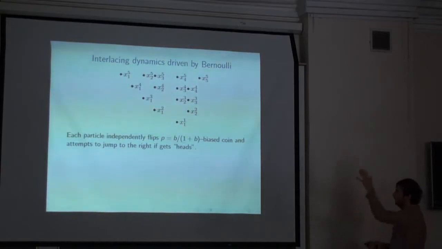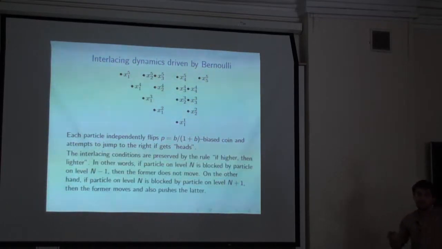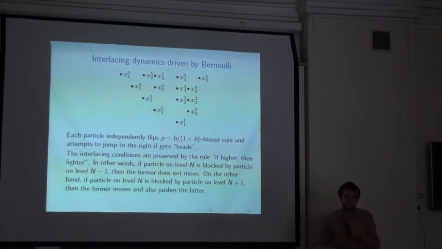So let's put it in a more graphical representation. We have our configuration at time t; how do we get the configuration at time t plus 1? Each particle independently flips a coin. This is a biased coin with probability of heads being p. If the particle sees heads, it tries to jump to the right, but perhaps this contradicts interlacing conditions. This contradiction is resolved by the rule that particles are heavier when they're on the bottom, which means that this particle will push the particles above it, while this particle, if it goes into this, nothing will happen. It is blocked. So this is the kind of dynamics that Alexei spoke about.